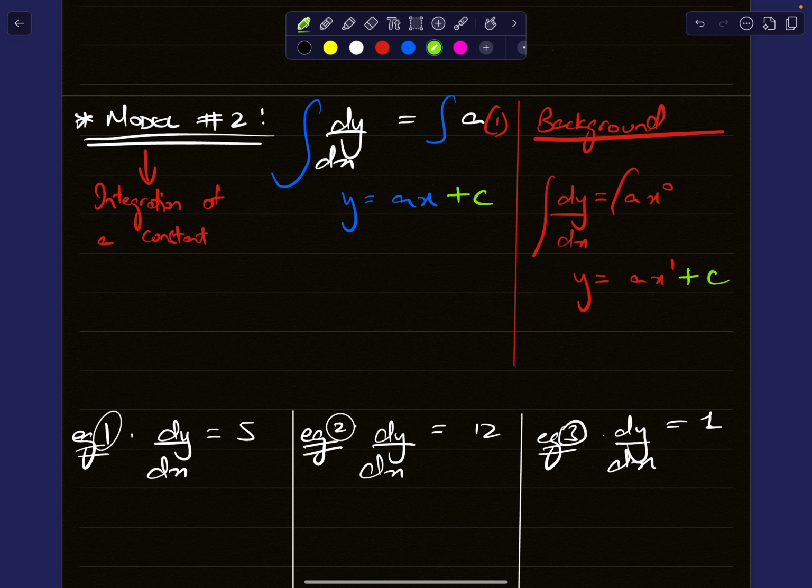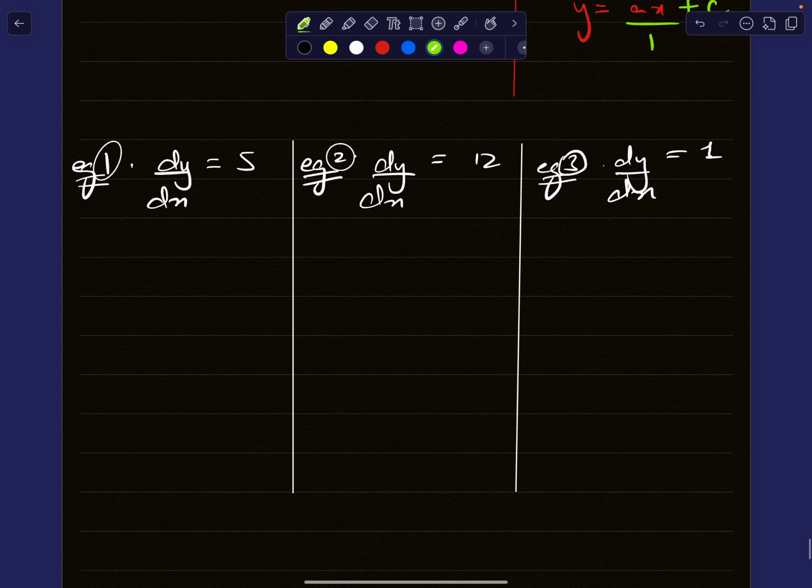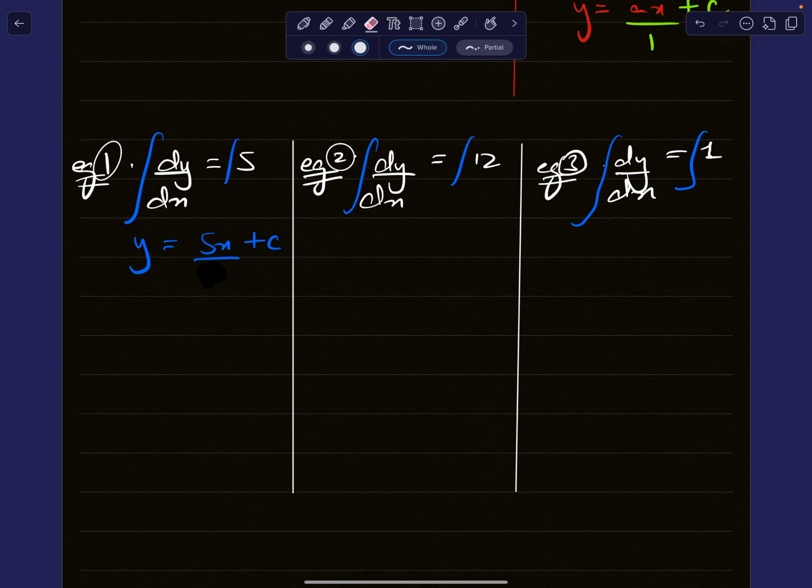I repeat. And also divide by 1. Always remember that too. That's the basics. These are always the basic steps. And in this case, integration sign everywhere, since we have to integrate with respect to x, this would turn out to be 5x plus c, 12x plus c, x plus c.